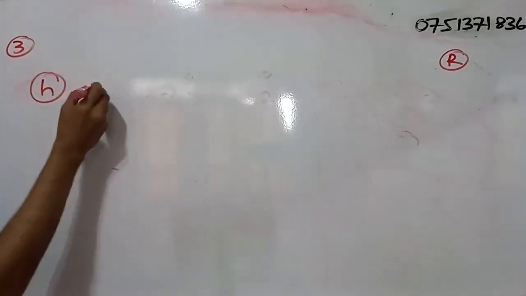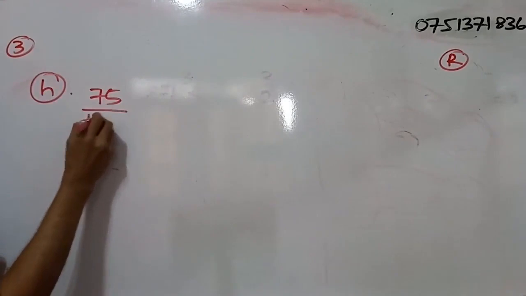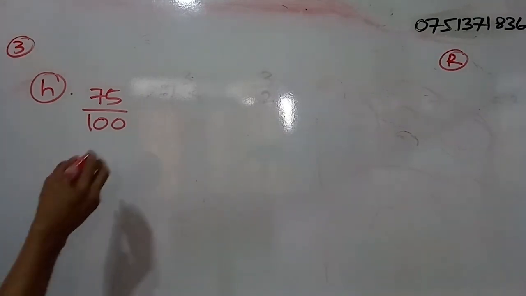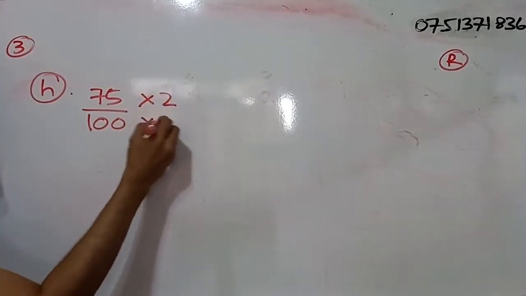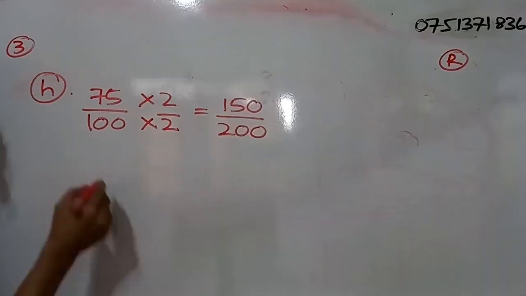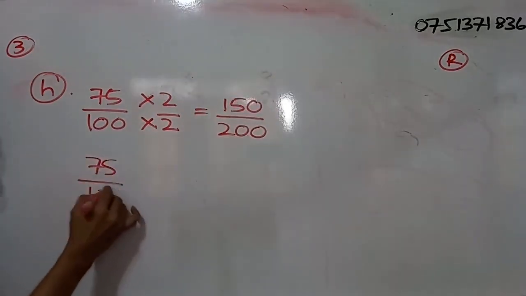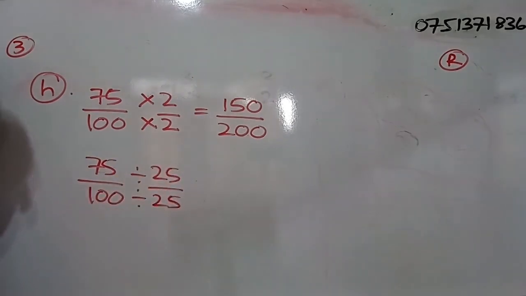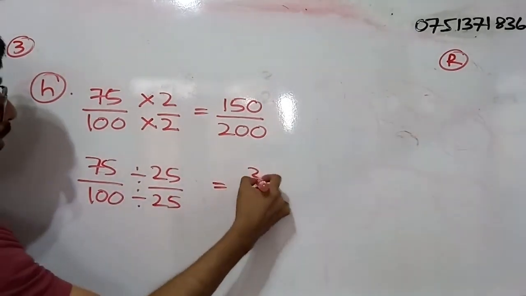H. So we have what? 75 by 100. Okay. So we have to come up with the equivalent fraction. Right? So either we can multiply or we can divide. First of all, I will multiply the numerator by 2 and the denominator by 2. So what will we get? 150 by 200. And another way, 75 by 100, I will divide the numerator by 25, and also I will divide the denominator by 25. Then we will get what? 3 by 4.